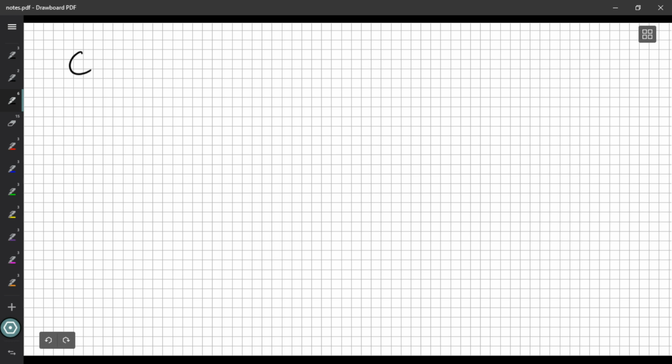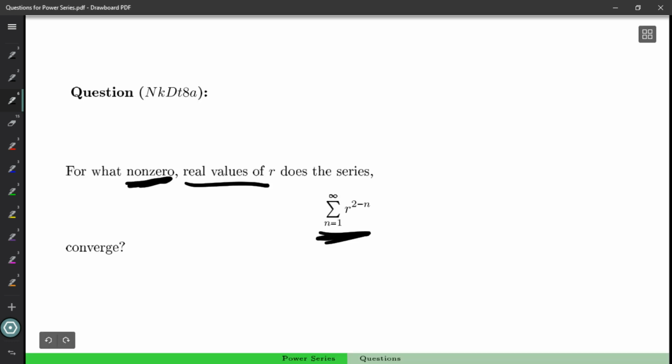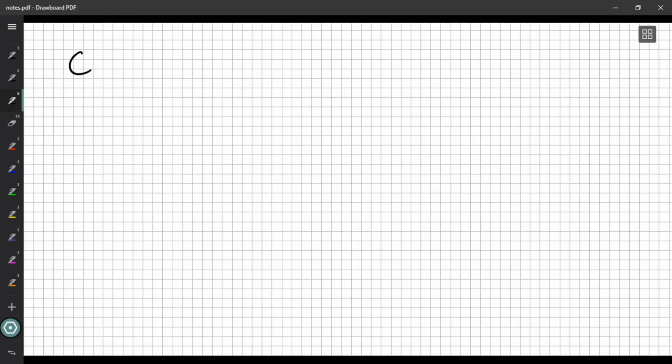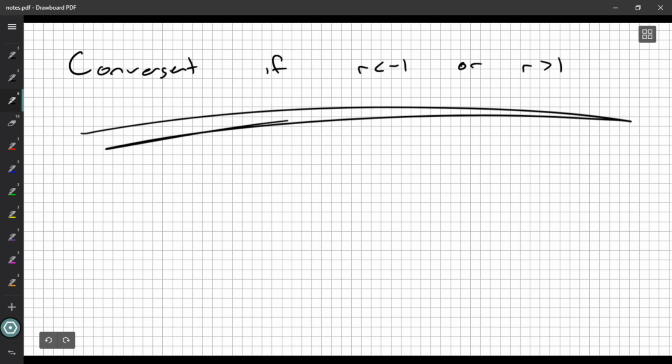Okay. So what can we conclude? We were just asked, I believe, only about convergence, but you do have to know where it diverges to know that you haven't missed a convergence case. So we'll say that this series is convergent if r is less than negative 1 or if r is greater than 1. And it's divergent for any other non-zero real value.